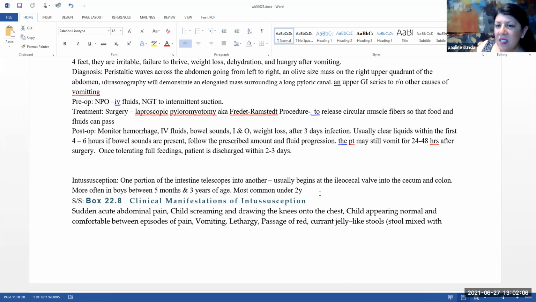So basically they're just snipping the little circular muscle fibers, and that causes the area to open up so then food and fluid can go through.